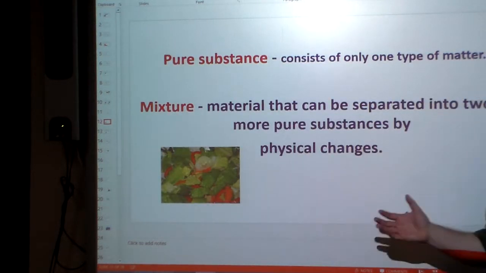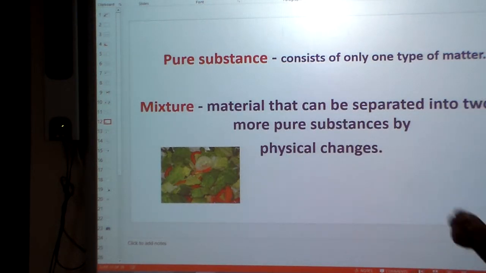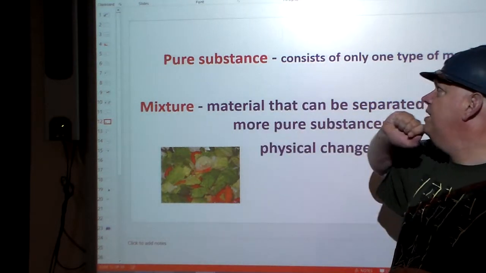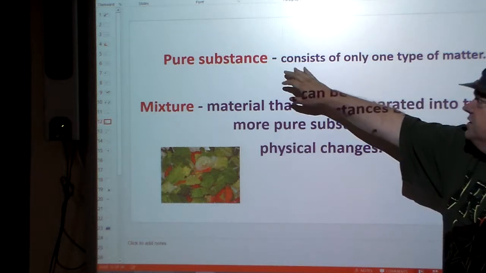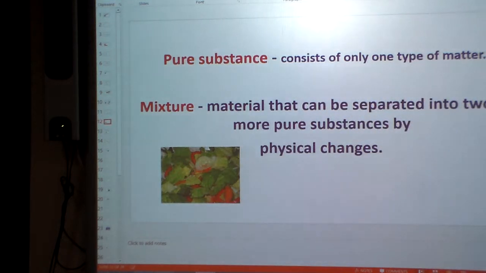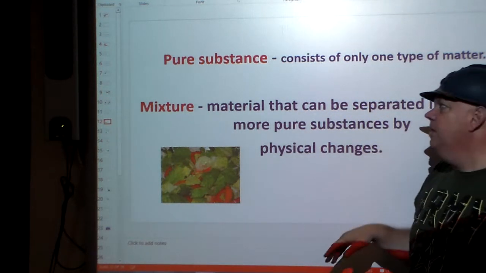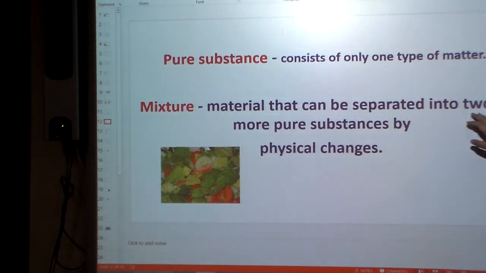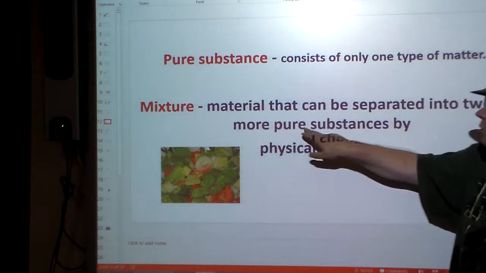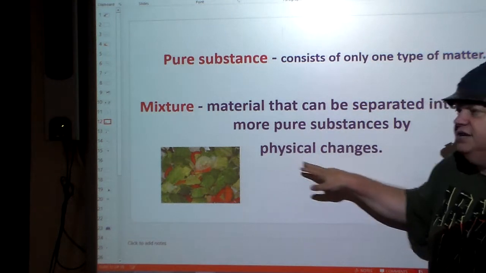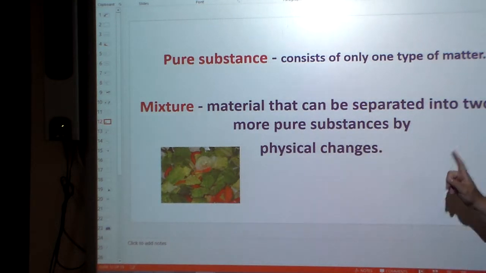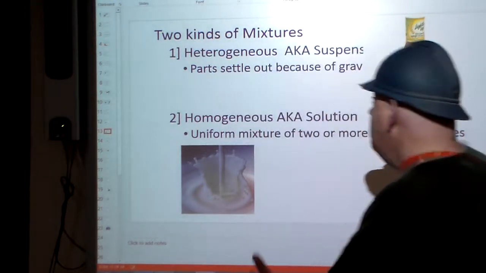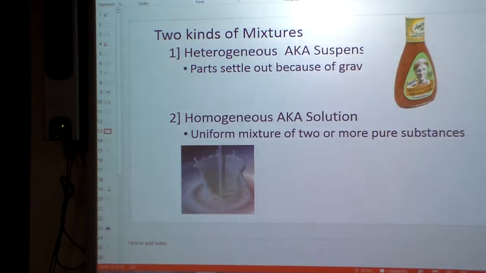But now let's get back to it. We said that matter was classified in one of two ways, pure substance or a mixture. Now, a pure substance consists of only one type of matter. That's it. A mixture is material that can be separated into two or more pure substances by physical changes. So when we look at mixtures, there's two kinds.